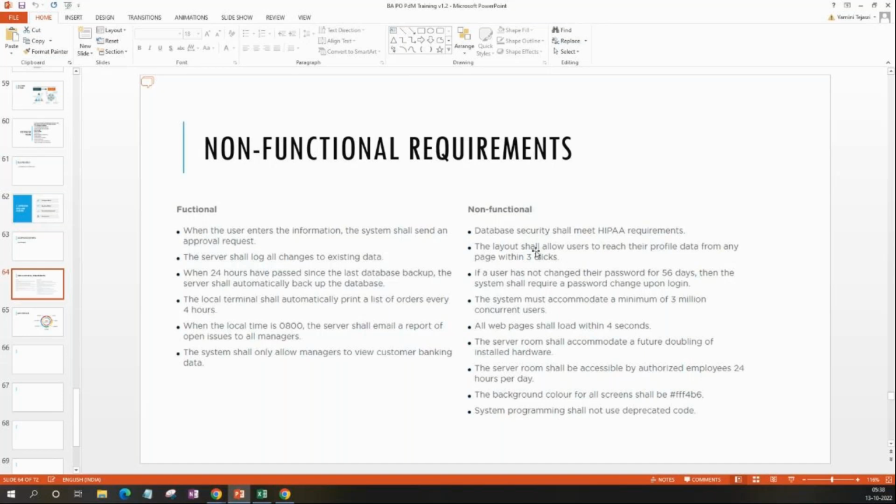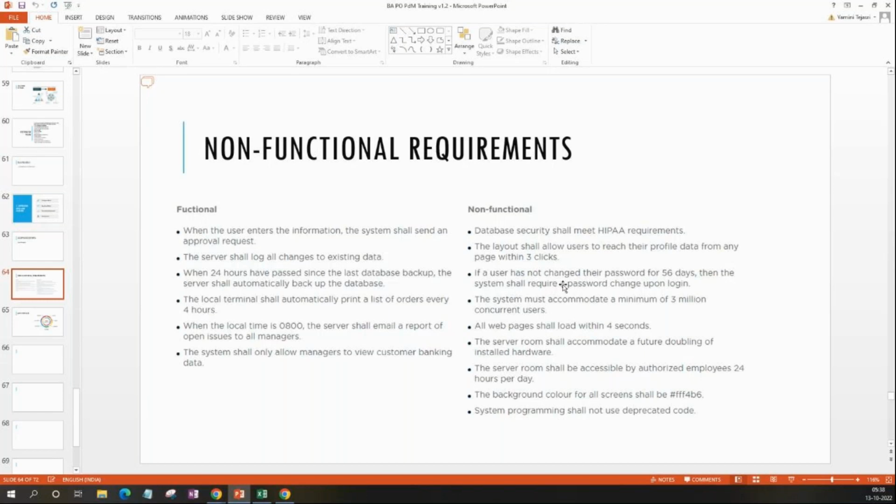The layout shall allow users to reach the profile data from any page within three clicks. This is more of a usability requirement. Assume you have a problem and want to navigate to the customer support page. It cannot be like a treasure hunt to find where customer support is. You should be able to navigate to that section easily without much hiccups. Functionality is still working, but how easily you reach that place is what we are looking at.